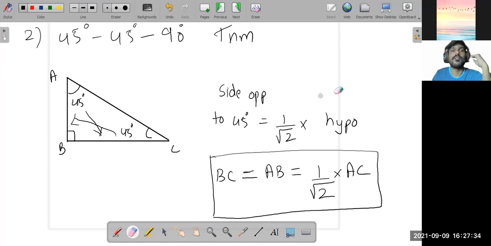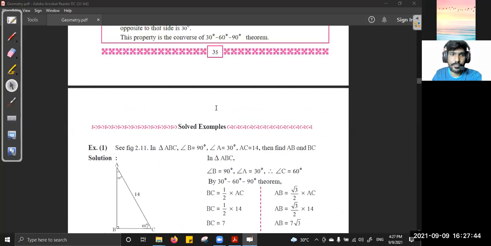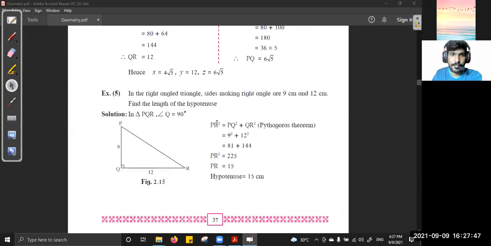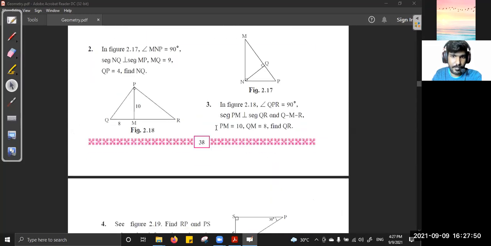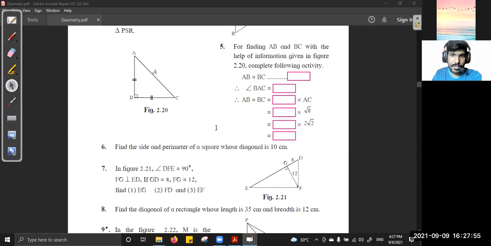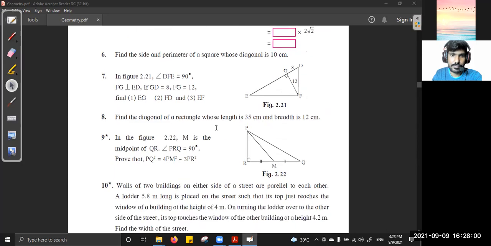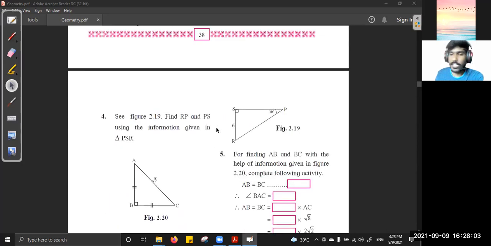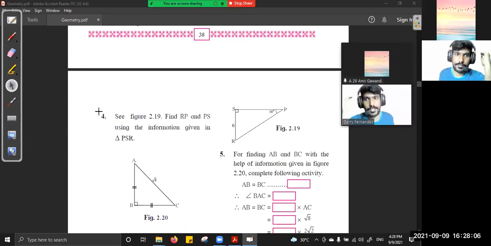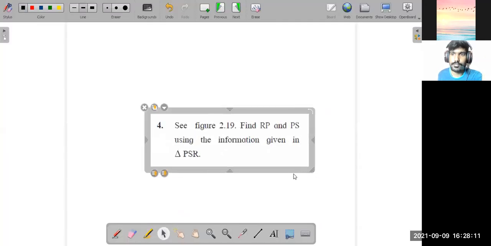Okay, now we can come to the exercise. How many sums are of this using these formulas? 4, 5, and 6. I'll just share my screen. So now we can do the fourth sum of your practice set.